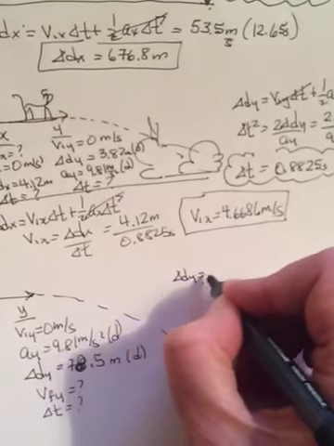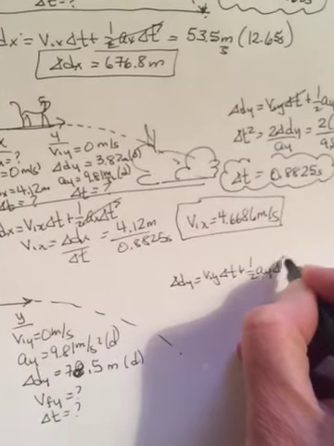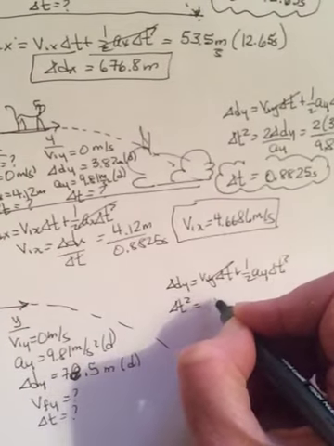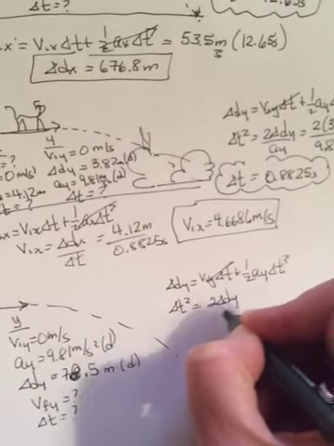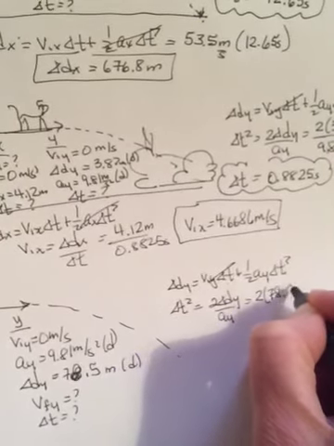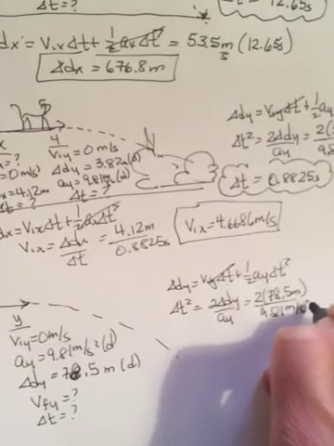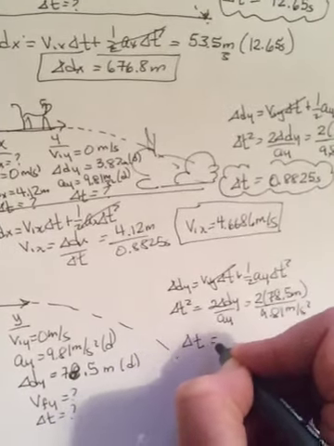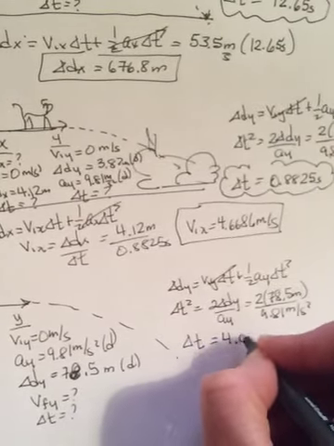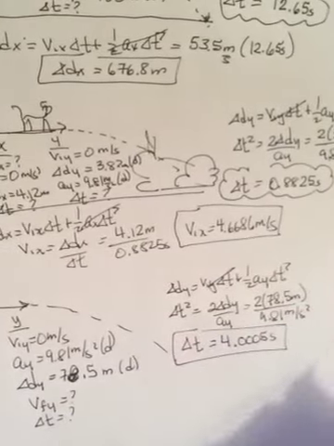So delta dy is equal to viy delta t plus 1/2 ay delta t squared. viy goes to 0 again, so t squared is going to be equal to 2 delta dy over ay. So 2 times 78.5 meters over 9.81 meters per second squared. Again, don't forget to take the square root. You get 16 before the square root, you get 4.0005. For those of you who like to keep all your decimals, let me keep a few.